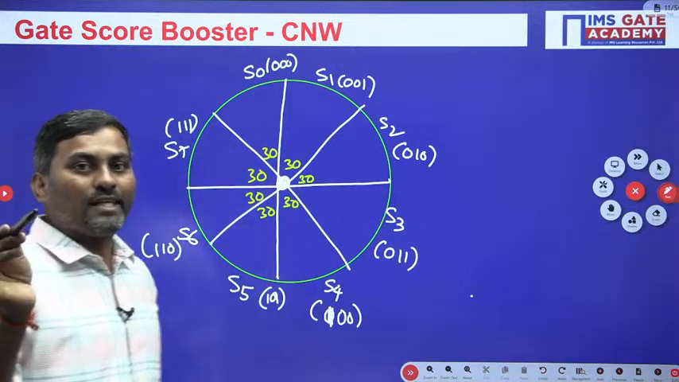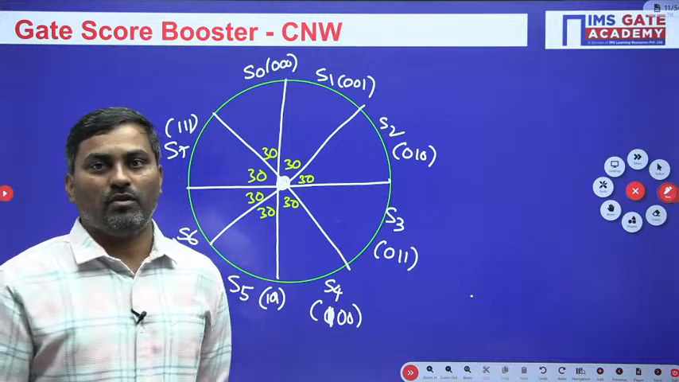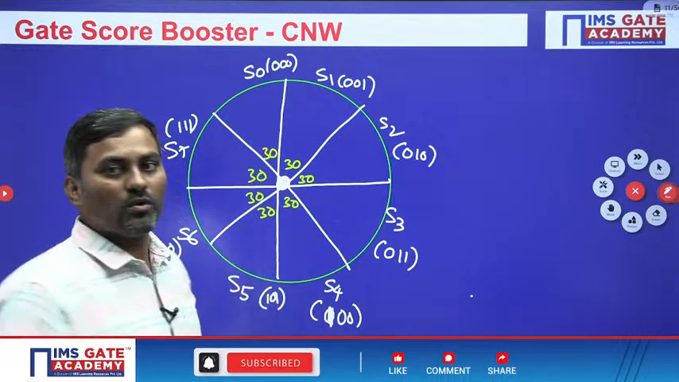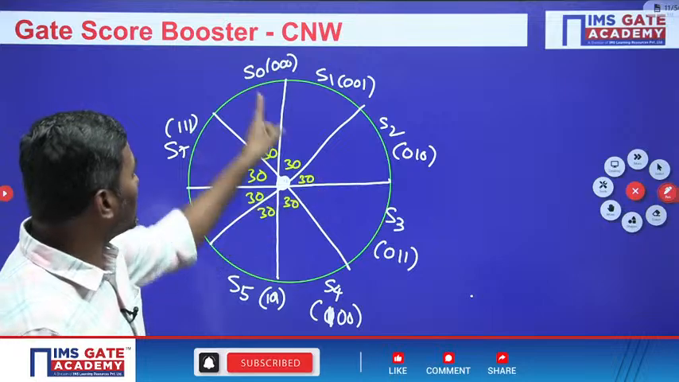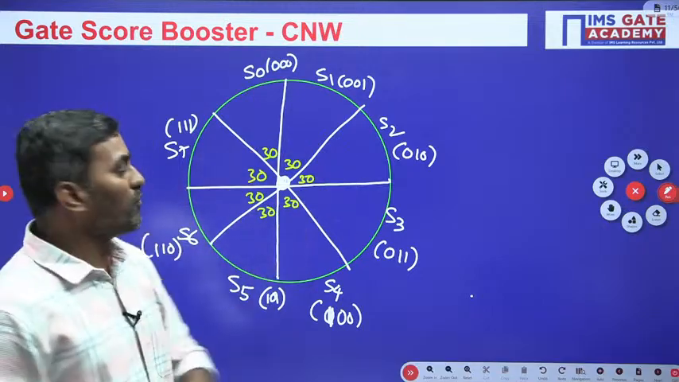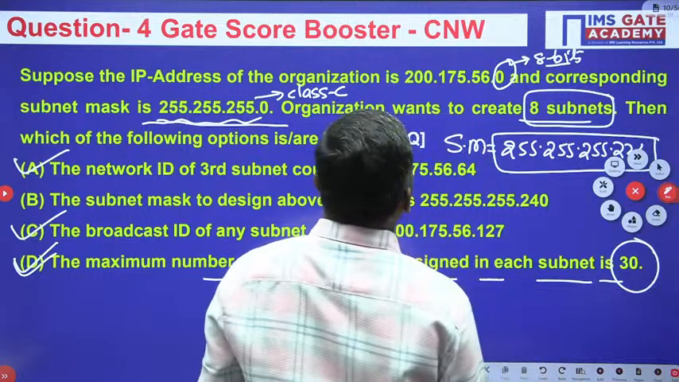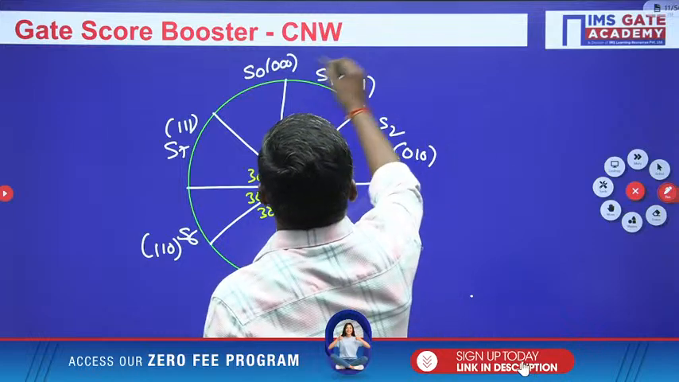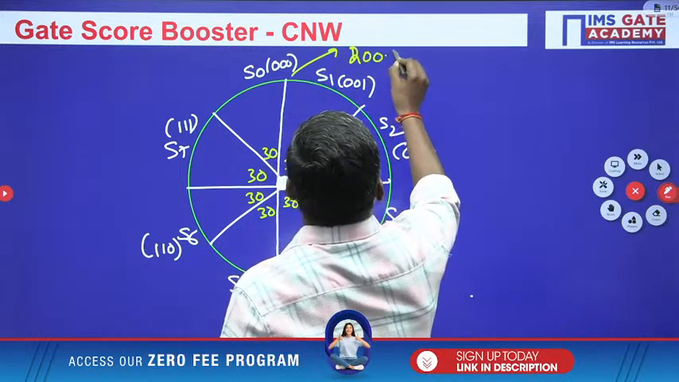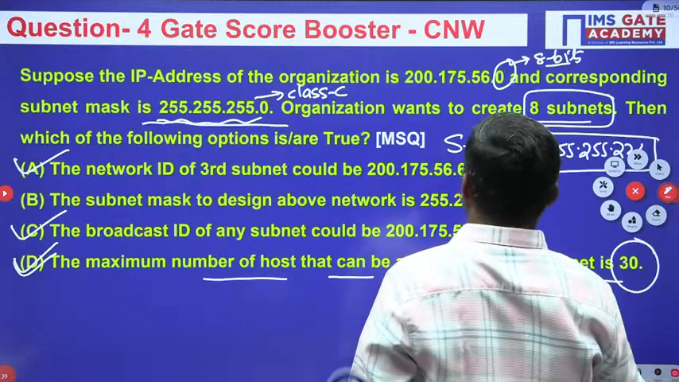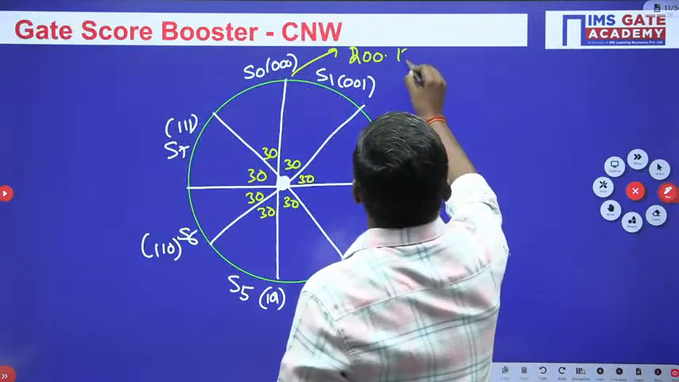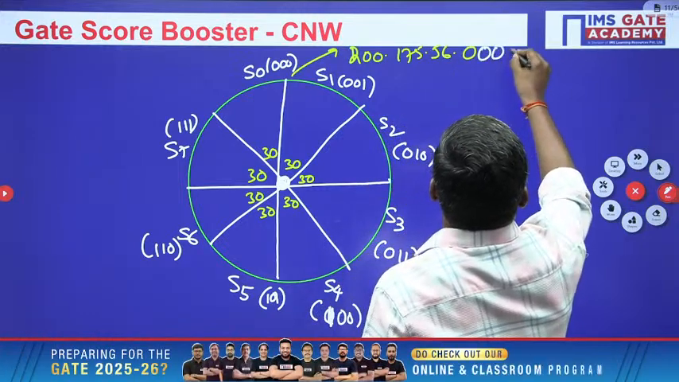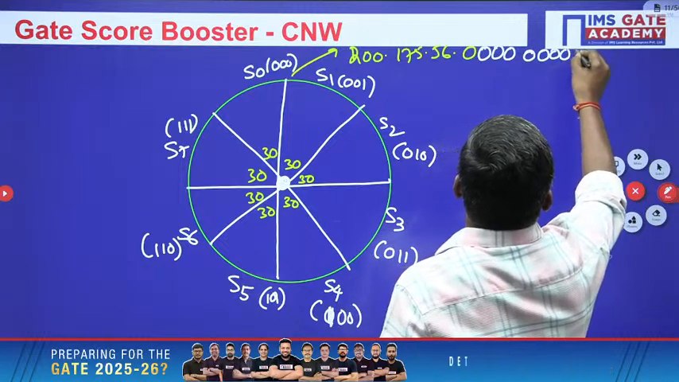Now can you tell me the broadcast address for subnet S2? Tell me all of you. The IP address given is 200.175.56.0, right? So I am taking that point. We have 8 bits here, correct?